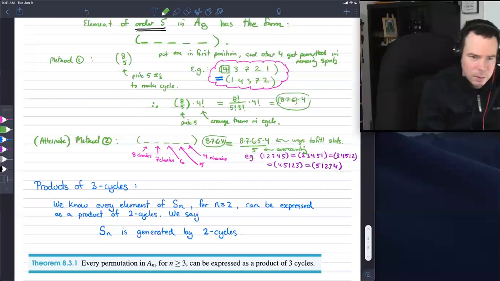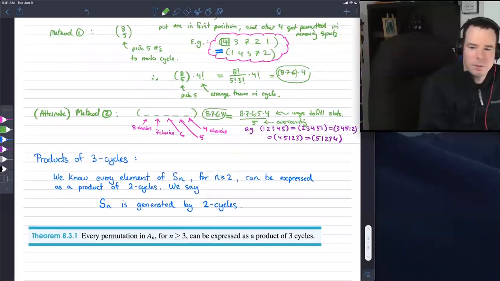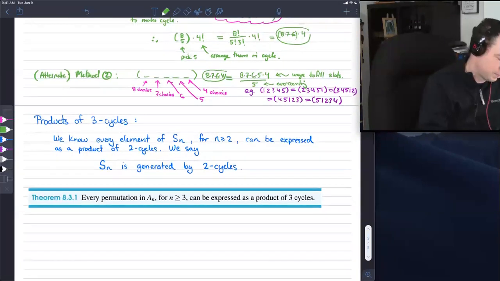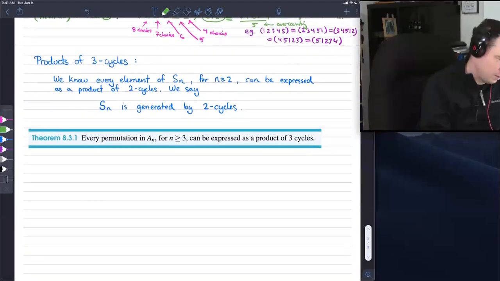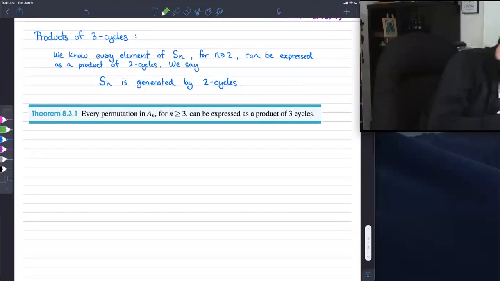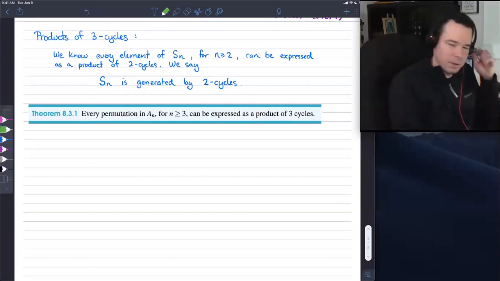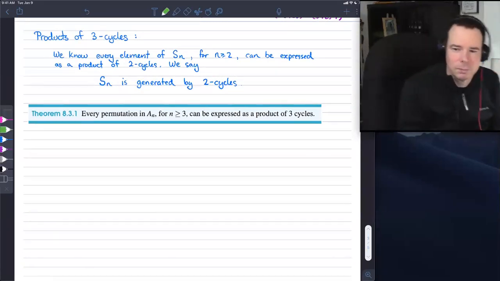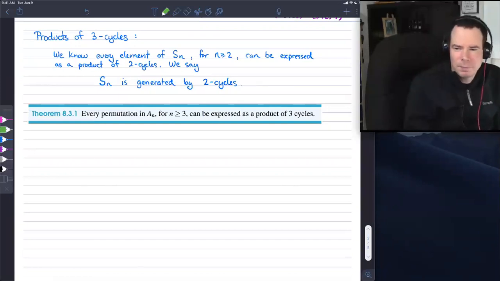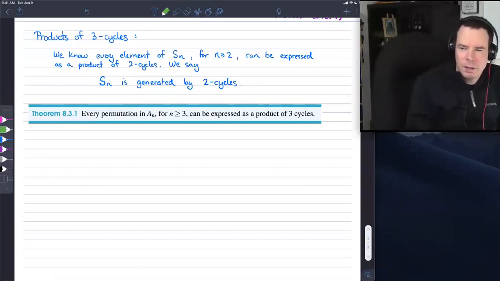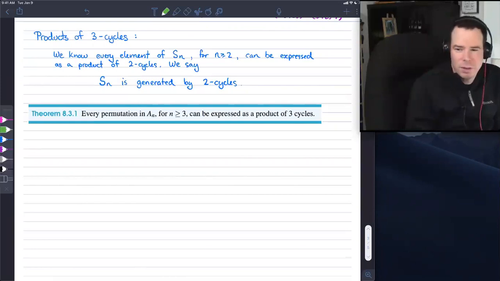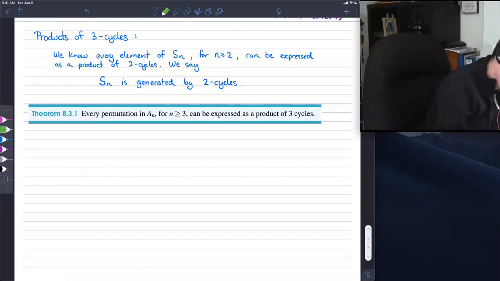Okay, so now we are at the point where we can analyze the swap puzzle with that final variation of 3 cycles. So we know that every element in Sn, where n is bigger than or equal to 2, can be expressed as a product of 2 cycles. So we say that Sn is generated by 2 cycles. It turns out that every permutation in An can be expressed as a product of 3 cycles. So let's give a quick proof of this.